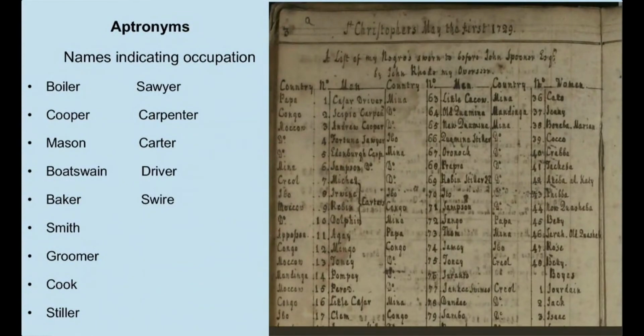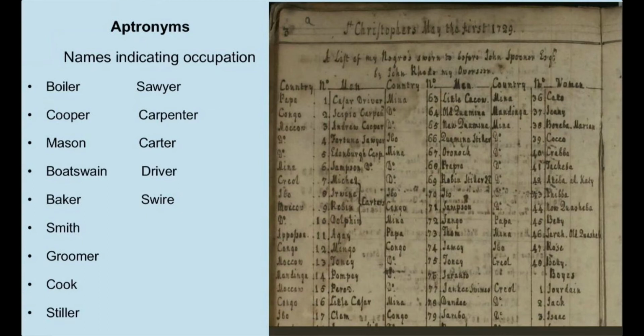There are aptronyms, and aptronyms indicate occupational classes. They're a very interesting set because some of them were quite funny. We have eliminated some like Crapper and so forth, but there are Spitter, Boiler, Cooper, Mason, Bosun, Baker, Smith, Groomer, Cook, Stiller, Sawyer, Carpenter, Carter, Driver, Swile. These were some of the more common ones.